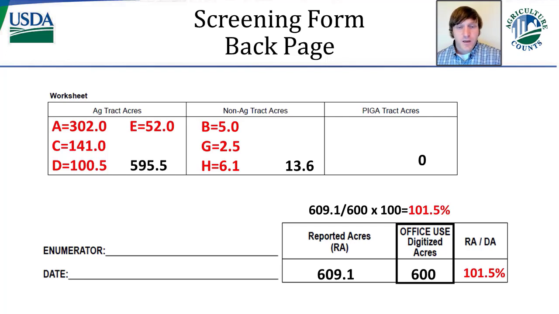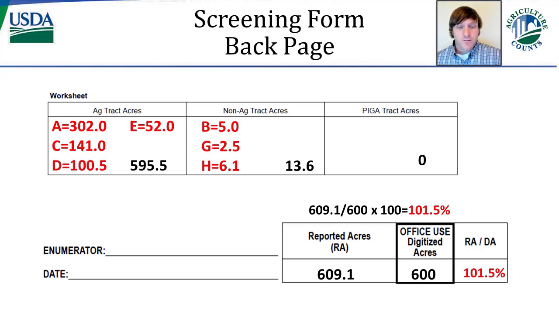You want to take the reported acres and divide by the digitized acres and multiply that number by 100 to calculate a percentage. The expectation is that the RADA value be between 95% and 105%. The interviewer's manual states that the RADA value can be between 90% and 110%, but regional field offices prefer to be within the 95% to 105% range to make sure the correct land is accounted for. If it is not, then we need to know what the problem is.